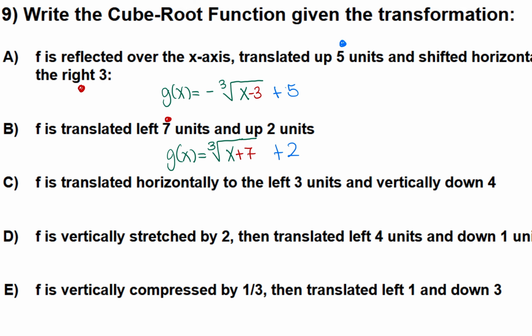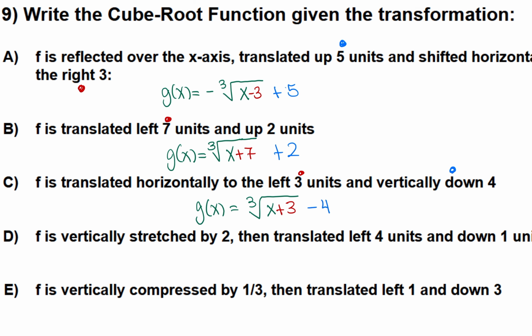Then down below, we have f is translated horizontally to the left 3 units. So let's write this down. We have g of x is equal to the cube root of x. This is shifted to the left, so hence we have +3. And then vertically down by 4 units, so -4 outside the cube root.